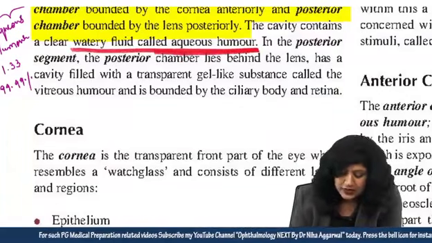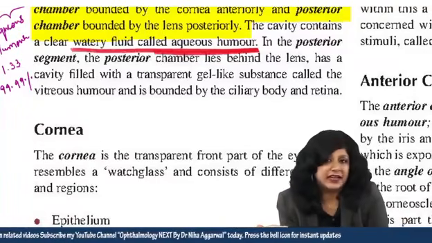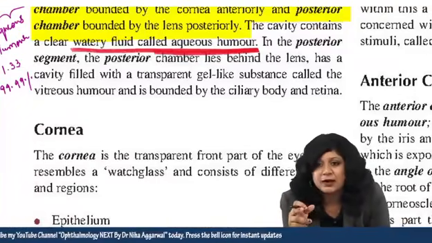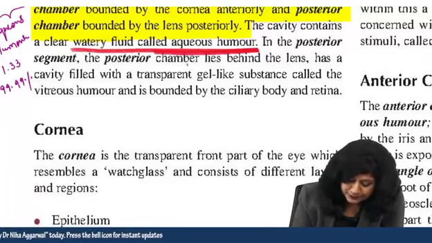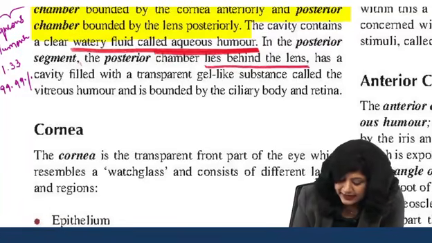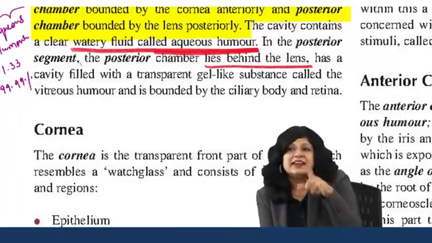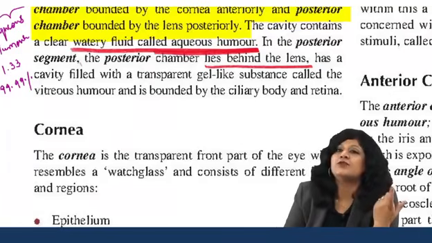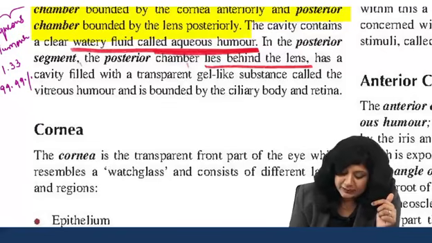humor, while the posterior segment is something which is present behind the lens. So, that cavity which is being bounded is called the vitreous cavity. This posterior segment is the segment which is lying behind the lens. Now here they have used one word incorrectly because this will give you a false impression. They are saying that in the posterior segment, the posterior chamber lies behind the lens.